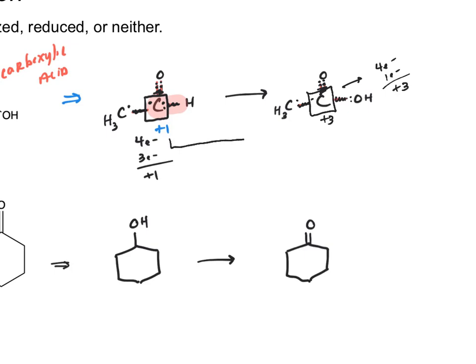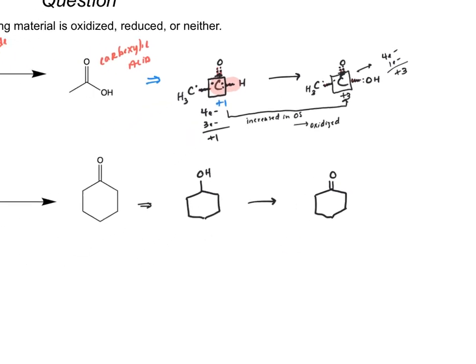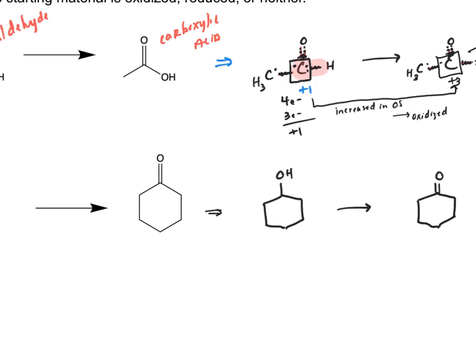And going from a +1 to a +3, we have increased in oxidation state, meaning that, yes, this compound has been oxidized, right? And so I'm going from an aldehyde to a carboxylic acid. That is a good indicator of oxidation. Okay, so move down here.